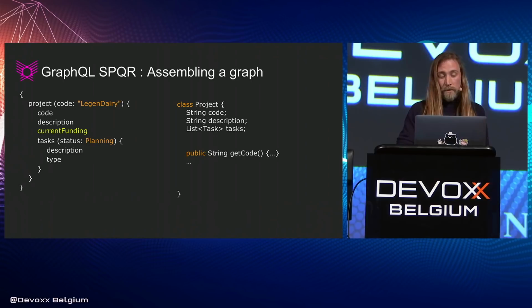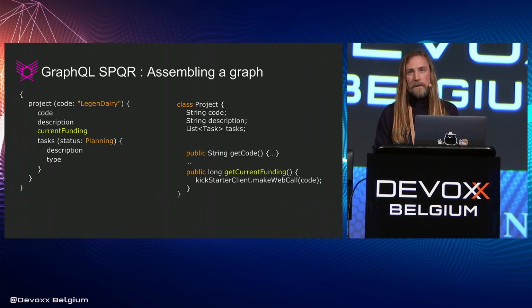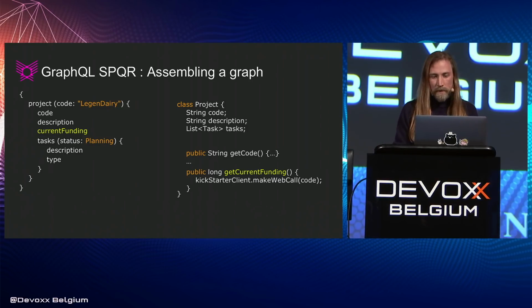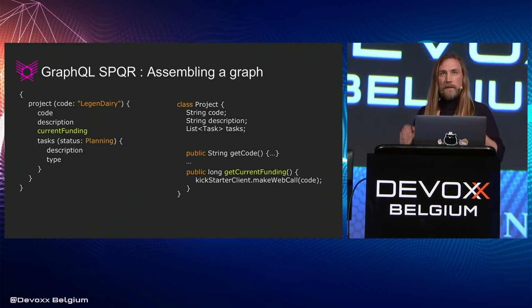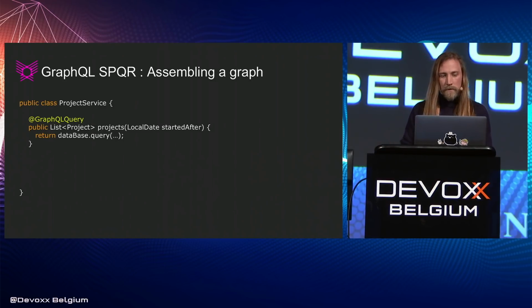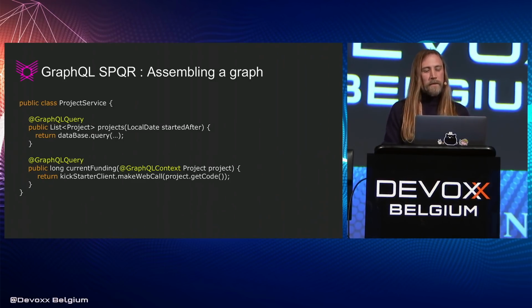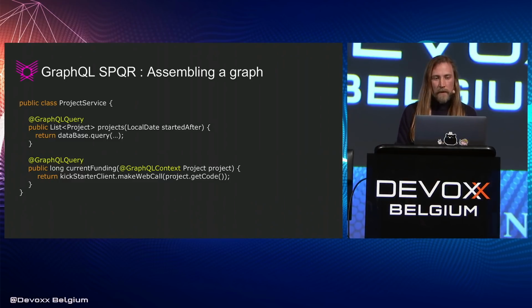Well, you could just add another function here that talks to the Kickstarter API and makes a web call, but I hope you notice that that's a horrible idea, because now this simple domain object, project, is suddenly making web calls and has business logic and stuff like that. So don't do that. Instead, we have our service class as it is, and then we can nest a field like this, for example. This is a way to assemble an actual graph out of our API.